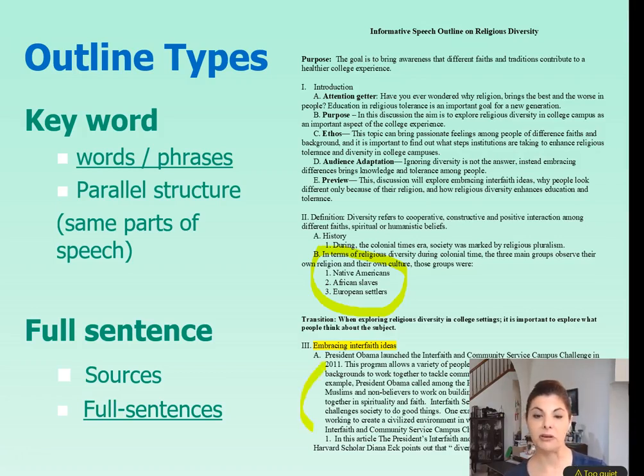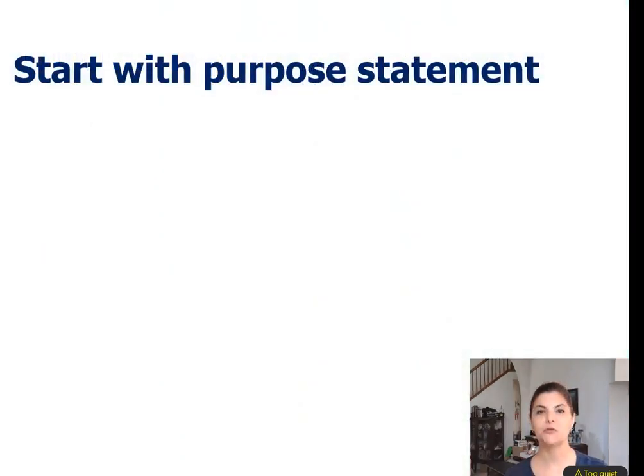This should have been broken up much more than it was. It shouldn't be a whole paragraph, whether or not it was full sentences. All right, so keywords have phrases. Full sentence outline has full sentences, as the name implies, and it also has your sources in there. So for us, for speech writing, we want to start with a topic outline and then develop it later into the full sentence outline.